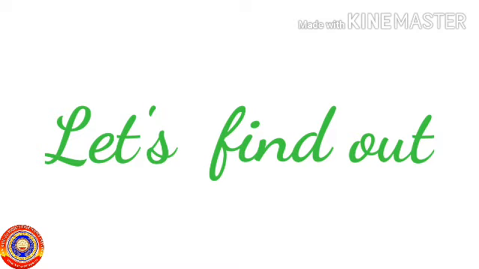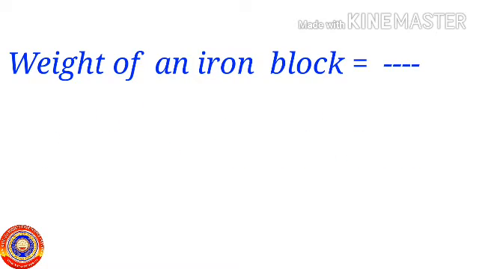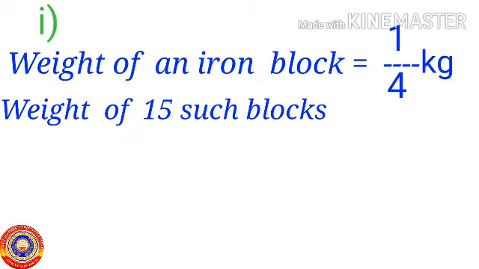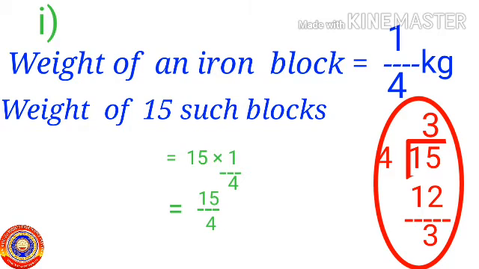Let's find out. Weight of an iron block equals 1 by 4 kg. Then the weight of 15 blocks equals 15 into 1 by 4, that is 15 by 4. When we divide 15 by 4, we get 3 as quotient and 3 as remainder. So we can write it as 3 and 3 by 4 kilogram.